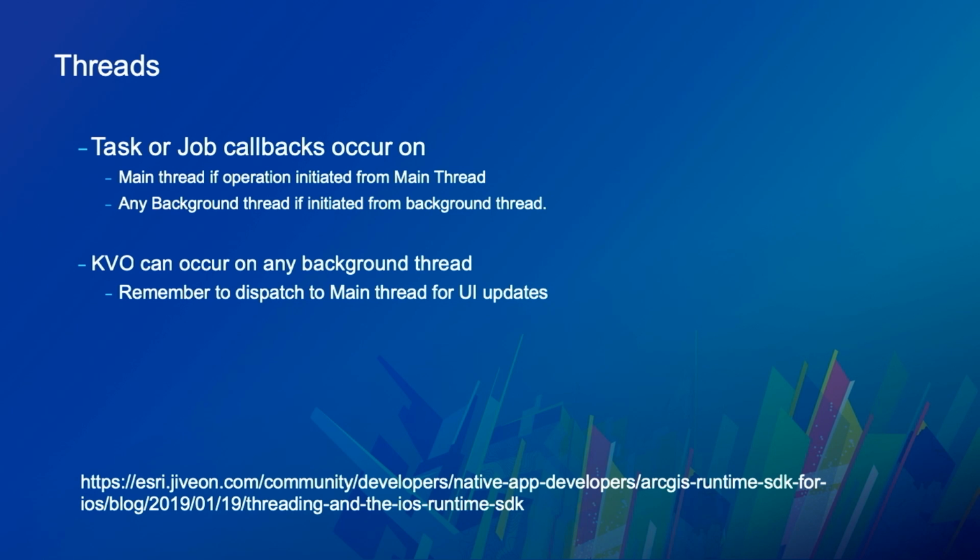If in that callback you now want to do some UI work, you'll have to make sure you dispatch back to the main thread. Otherwise, your UI will not update. There's a blog post we wrote about how threads work with the ArcGIS Runtime SDK. I have a link to that. It's in that GeoNet community space. My colleague Nick Furness did a really good job of explaining that, and I recommend you give that a read. It's really simple rules that we follow, and we think those rules will actually fit in fine with your development workflows.